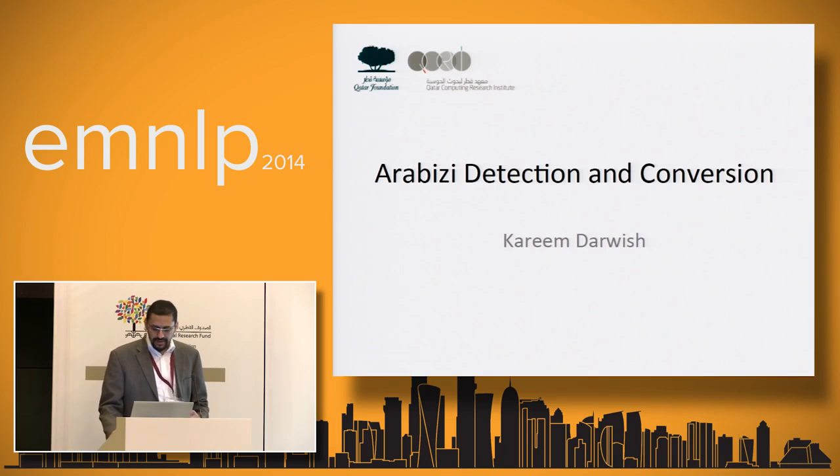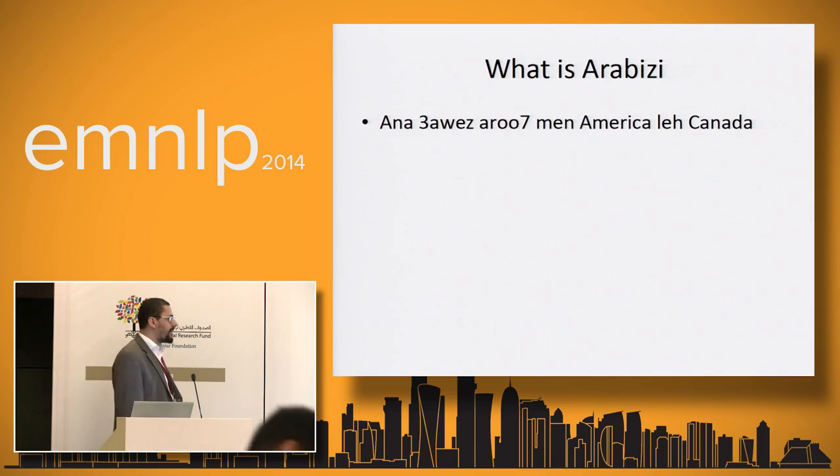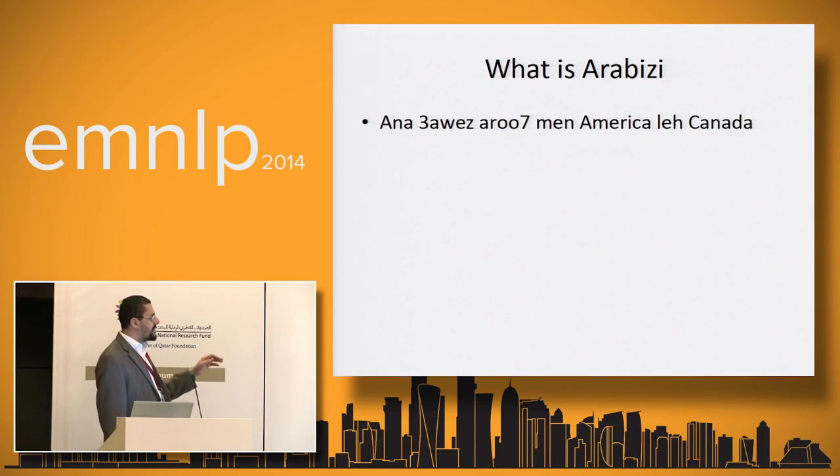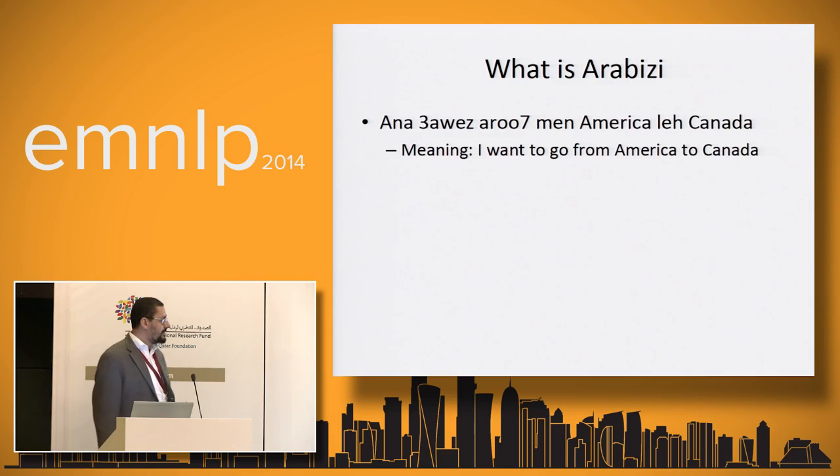This talk is going to be about Arabizi detection and conversion. To motivate this work, Arabizi is basically Arabic written in Latin characters, like the one that you see here. If you don't speak Arabic and you cannot read this, that's perfectly normal because it's not English, right? It's just Latin characters. So basically, this says "أنا عاوز أروح من أمريكا لكندا", which means I want to go from America to Canada.